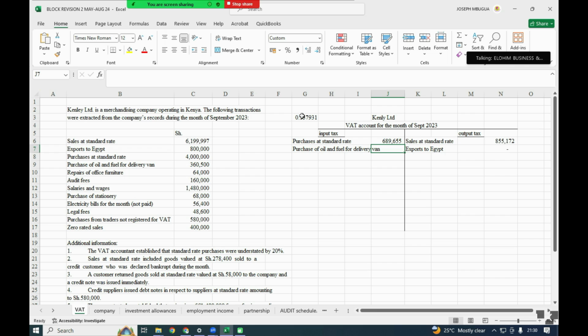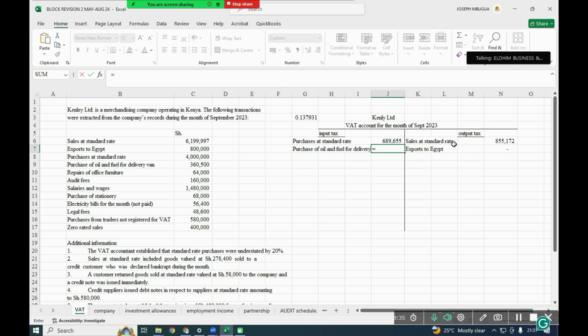We are not using 120, which is where you include the custom duty or the import duty. You multiply by 120 for that. This one was understated, so it was already 80. You put the 20 to have the 100, but it is 100 over 80, so as to know the actual value before the understatement, how much it was.